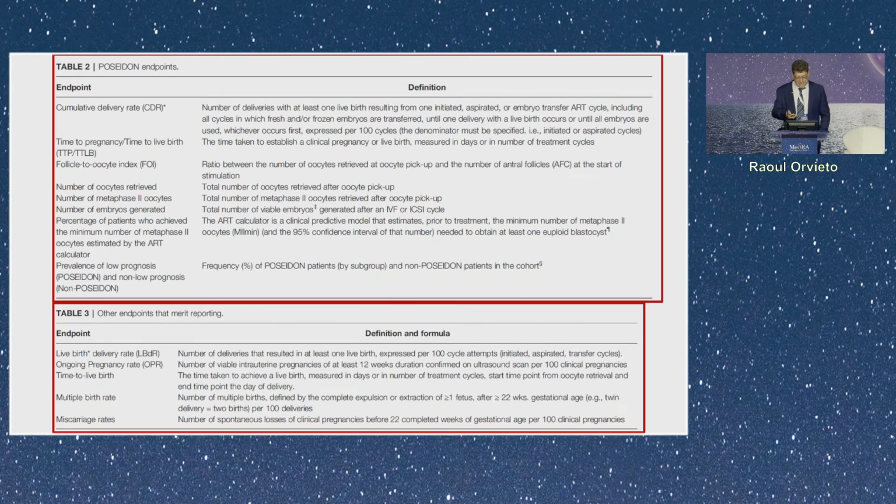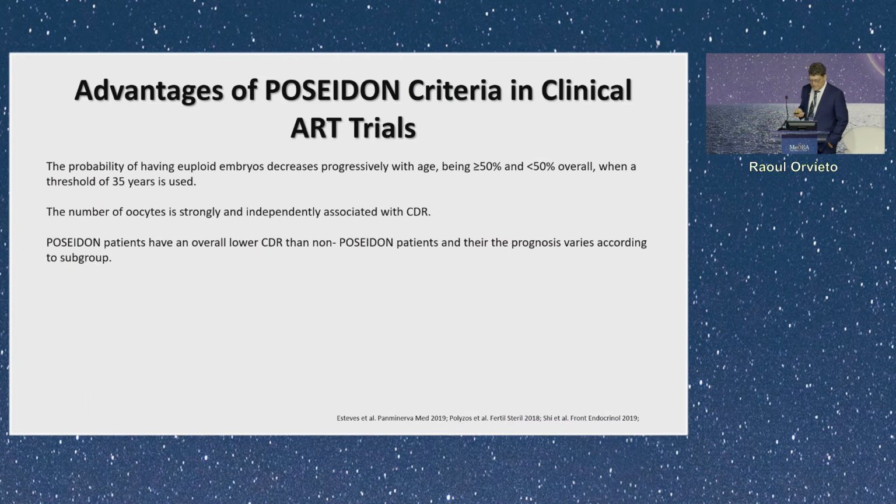before conducting the study. Regarding the endpoint, this is also the list of endpoints that the GDG suggested. There was consensus that the cumulative delivery rate should be the ideal endpoint to report, but you can also report the time to pregnancy or live births, the FOI index, the percentage of patients who achieve the minimum number of metaphase 2 oocytes estimated by ART, and all other endpoints that might be used when you are dealing with studies that relate to the POSEIDON criteria.